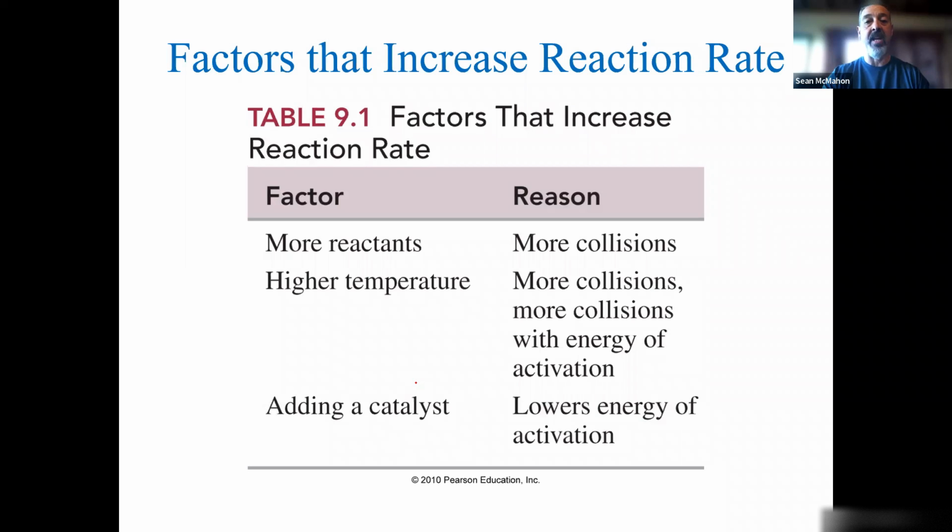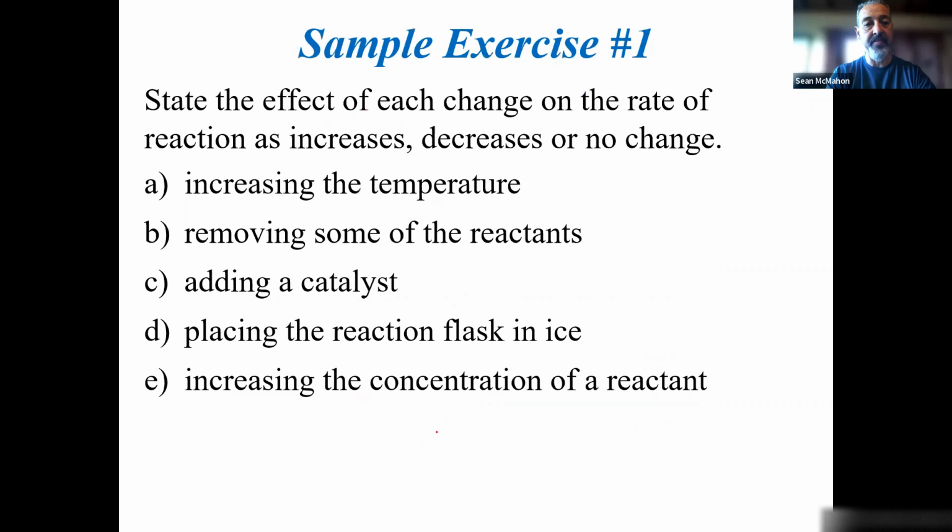Another factor that can increase the reaction rate is essentially all of these combined. So I can add more reactants, which involves more collisions. So I'm going to have more effective collisions and speed up reactions. I can increase temperature, more collisions with more kinetic energy. So that definitely is the energy required to break the bond. And then I can add a catalyst to lower the activation energy. So all three of these can increase the reaction rates.